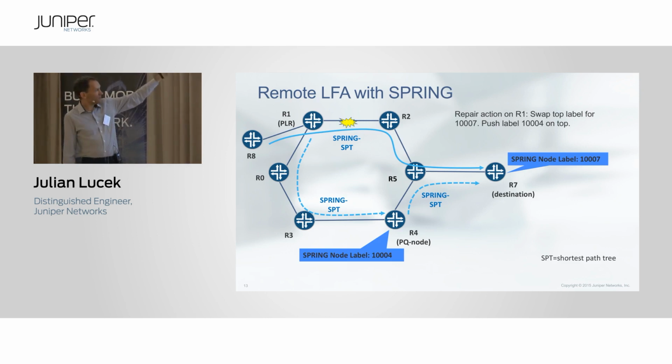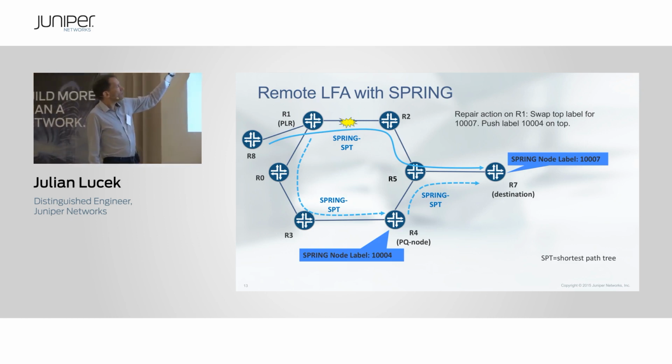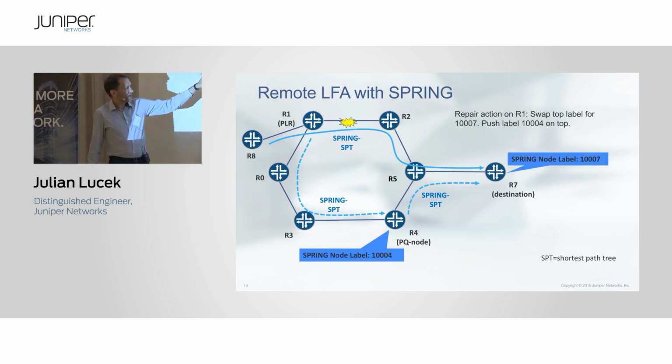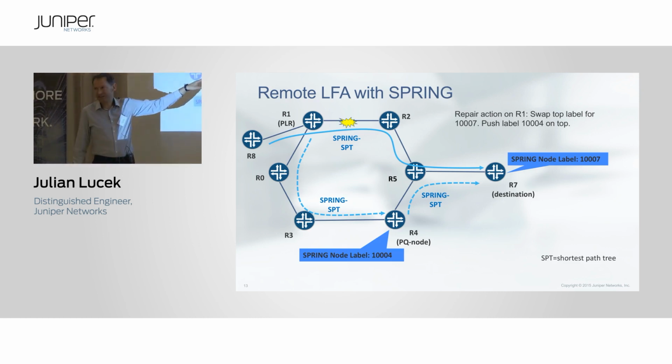If this was all LDP, if you replace all of this with LDP labels, then R1 would not normally know what LDP label R4 has allocated for shortest path forwarding towards R7. And so what needs to happen is that a targeted LDP session comes up between R4 and R1 in order to exchange that label value.